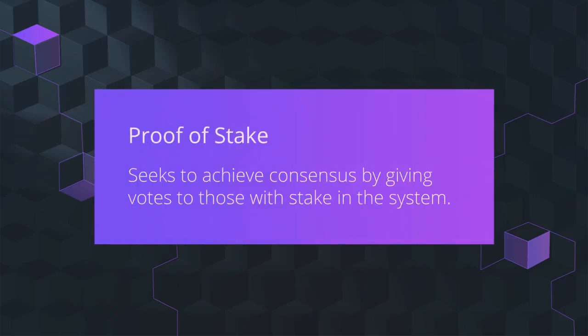Proof of stake is a consensus algorithm that seeks to achieve consensus by giving votes to those with stake. Stake in this case means those who have the most investment in a positive outcome for the system. These users are considered the most likely to vote on making a positive impact on or improvement of the system.